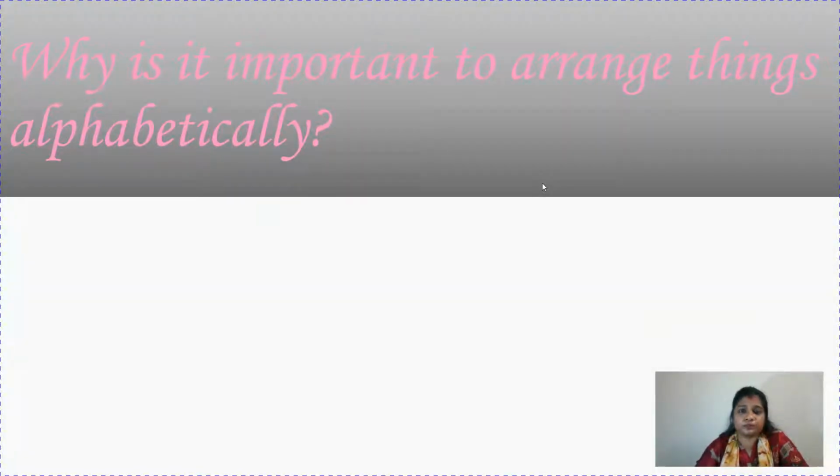But why is it important to arrange things alphabetically? What do you think, children? Is it important? Just now I have told you that if in a dictionary the words are not arranged in alphabetical order, then it's so difficult, or nearly impossible, you can say, to find any word. Suppose in chemist shops or a library the books are not arranged in the correct order, then what will happen? How will they find anything? There are so many books, so many medicines.